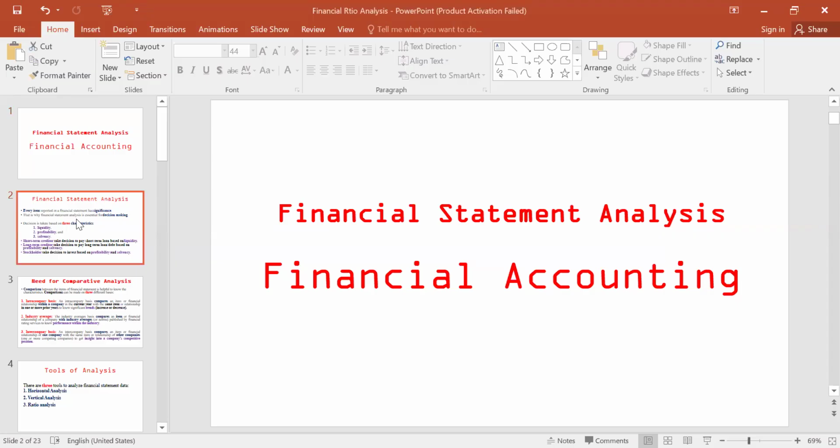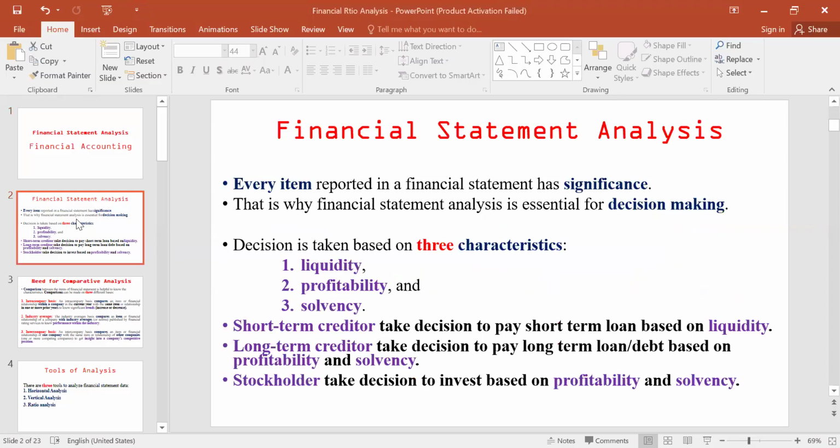Gradually, I will try to discuss this. There are three characteristics you need to discuss to take a sound decision. Number one, liquidity analysis, profitability analysis, and solvency analysis.